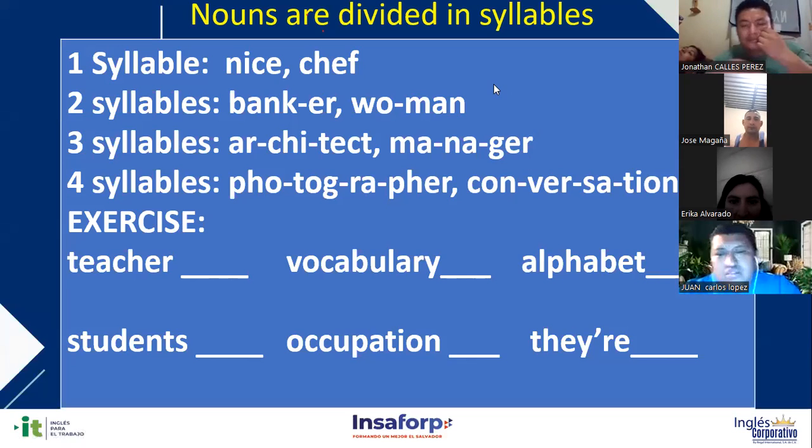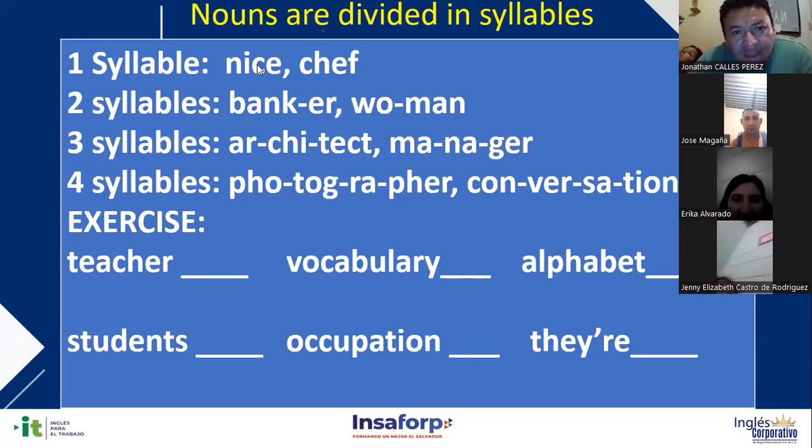And the nouns are divided in syllables, right? Los nombres son divididos en sílabas. La sílaba en inglés es diferente en español. Por ejemplo, la palabra nice tiene dos sílabas. Look, nice. Ah, no tiene dos sílabas, ¿verdad? Si fuera en español, sí. Dijéramos nice, dos sílabas, pero no. En inglés, in English, right? Esta palabra solo tiene una sílaba, nice. ¿Por qué es eso? ¿Por qué tiene solo una sílaba? One syllable. ¿Por qué?